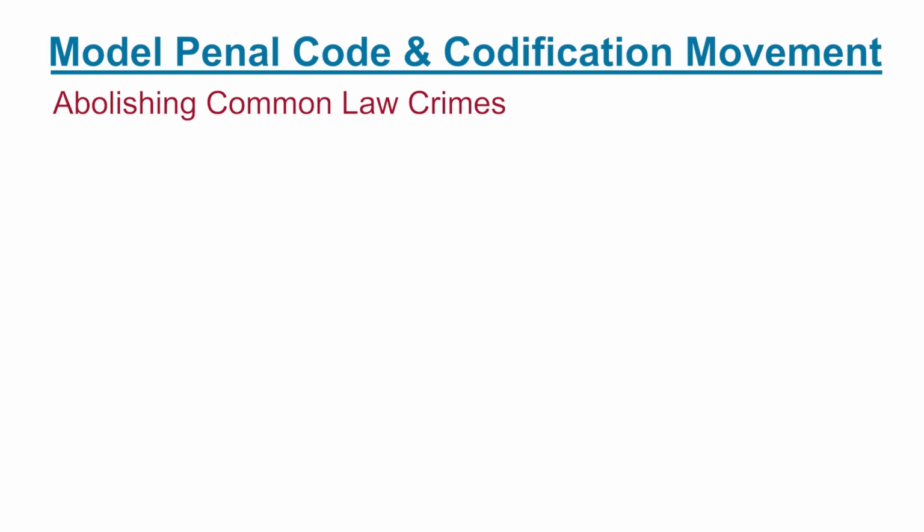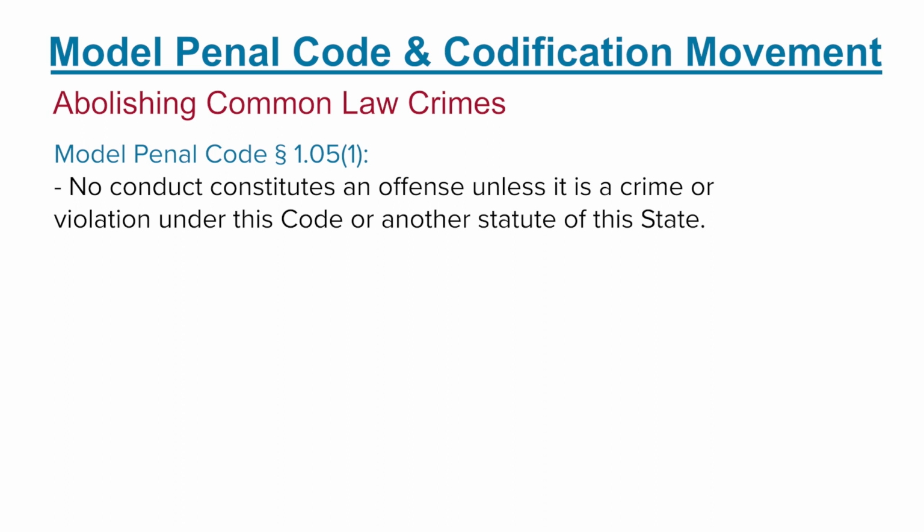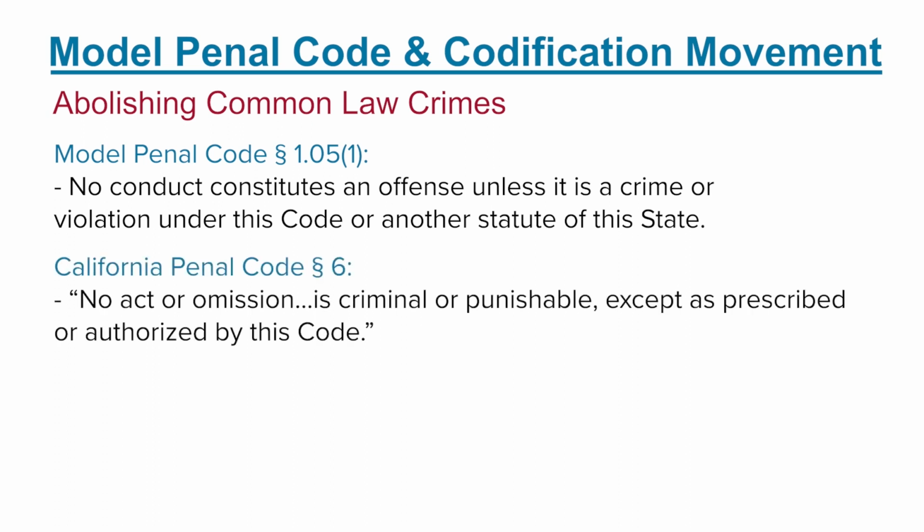The drafters of the Model Penal Code recommended that jurisdictions bar courts from making up new crimes or recognizing old ones through judicial decisions. Many states have since agreed, choosing to enact criminal statutes that abolish the practice of common law crime creation by limiting criminal liability and punishment to legislative enactments. Consider, for example, California Penal Code Section 6, which states that no act or omission is criminal or punishable except as prescribed or authorized by this code. Even in jurisdictions without these kinds of statutes, judicial crime creation remains extremely unpopular and disfavored for the legality-based reasons we've been discussing.